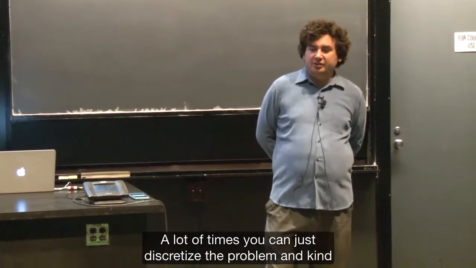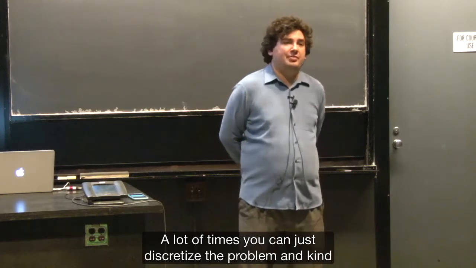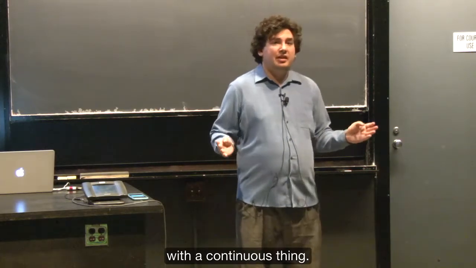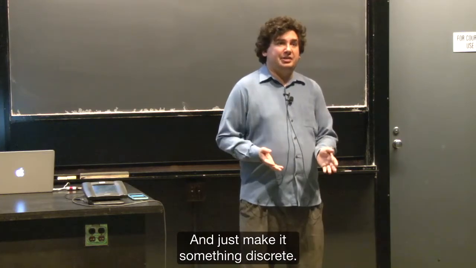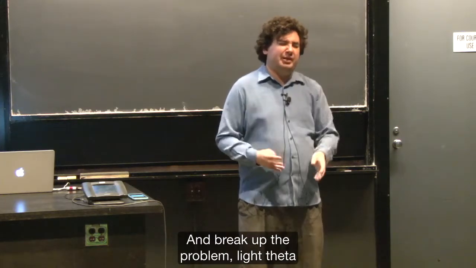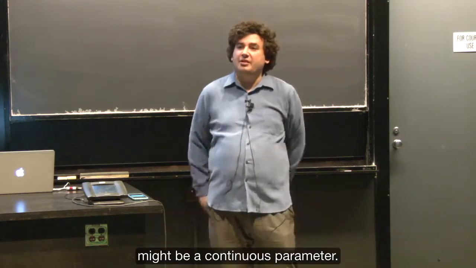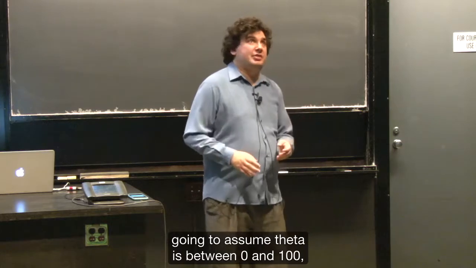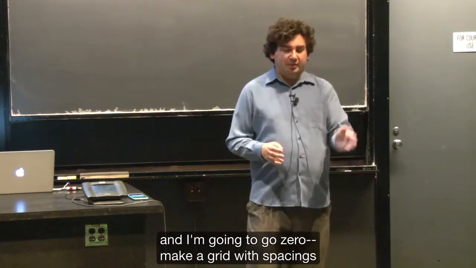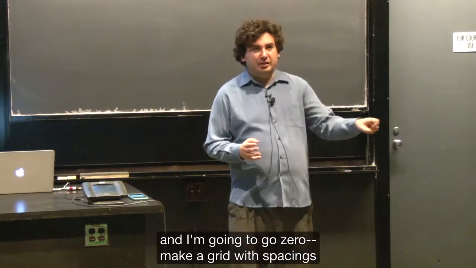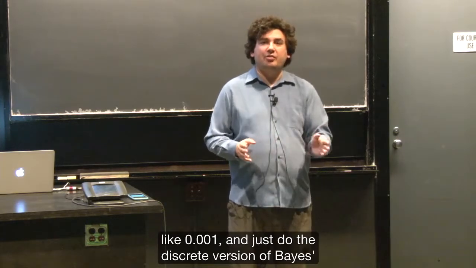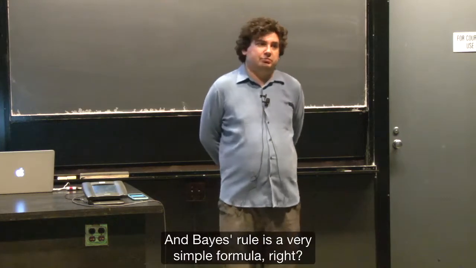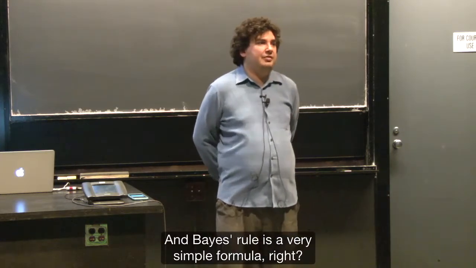A lot of times you can just discretize the problem and construct a grid, even if you're working with a continuous thing, and just make it something discrete. Theta might be a continuous parameter, and I'm just going to say, well, I'm going to assume theta is between 0 and 100, make a grid with spacings like 0.001, and just do the discrete version of Bayes' rule, and Bayes' rule is a very simple formula, right?